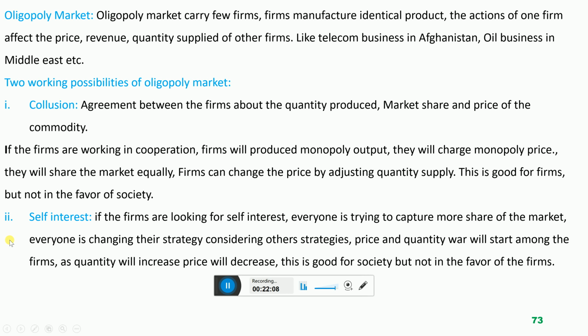But in self-interest, no collusion, no agreement. Every company is looking for self-interest. Everyone wants to produce more and sell more by decreasing price to capture a major portion of the market. So there will be war among the companies. This war is good for the society, but not good for the companies.